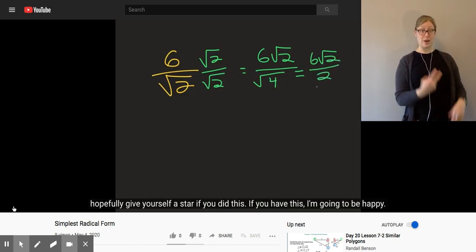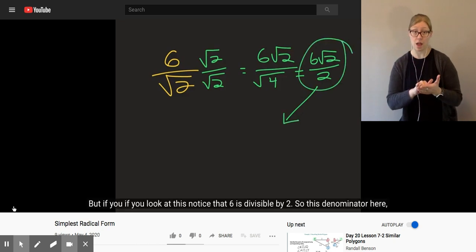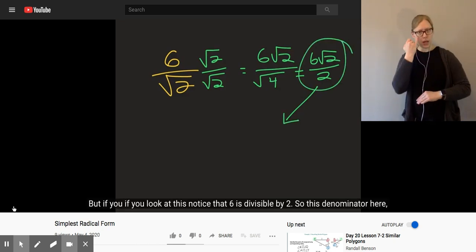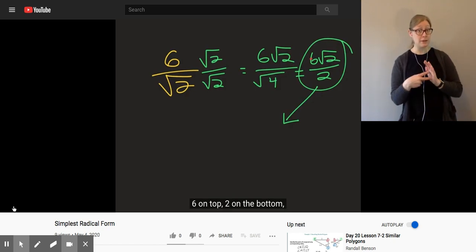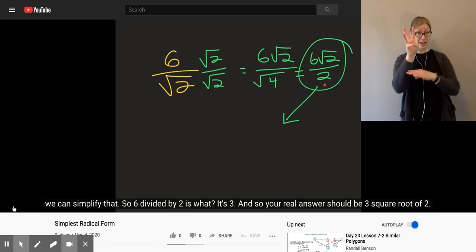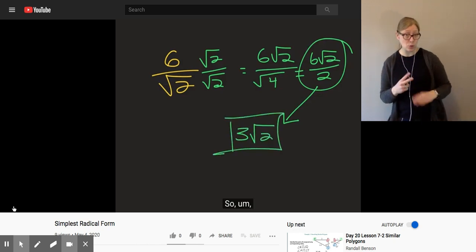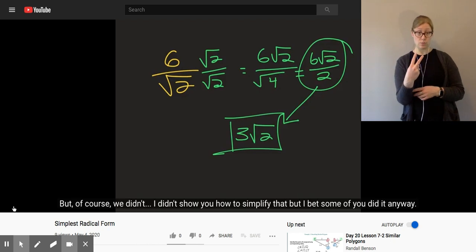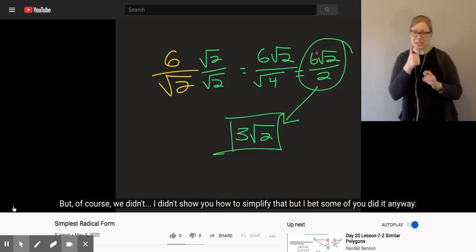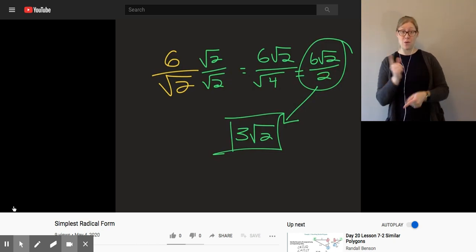Now, hopefully, give yourself a star if you did this. If you have this, I'm going to be happy. But if you look at this, notice that 6 is divisible by 2. So 6 on top, 2 on the bottom, we can simplify that. So 6 divided by 2 is what? It's 3. And so your real answer should be 3 square root of 2. So this is what I will want for your answer, 3 square root of 2. But of course, I didn't show you how to simplify that, but I bet some of you did anyway. So that's our answer.